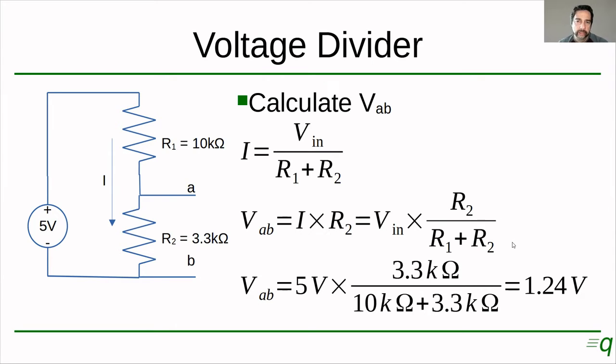Okay, if we actually replace the actual values here, the voltage between A and B is going to be 5 volts times 3.3 kilo ohms, which is this resistor, over 10 kilo ohms plus 3.3 kilo ohms, which is the sum of these two. And we will end up with 1.24 volts. So this circuit lowered the voltage from 5 volts to 1.24 volts.